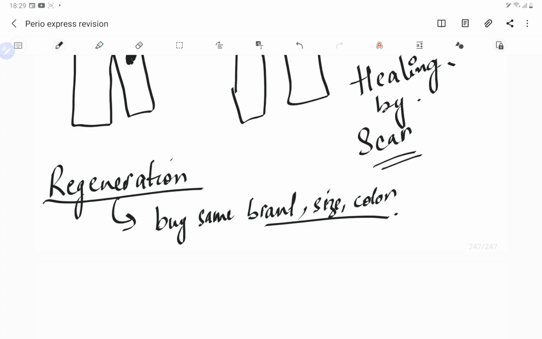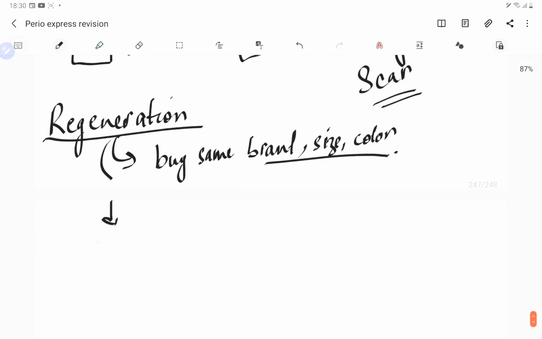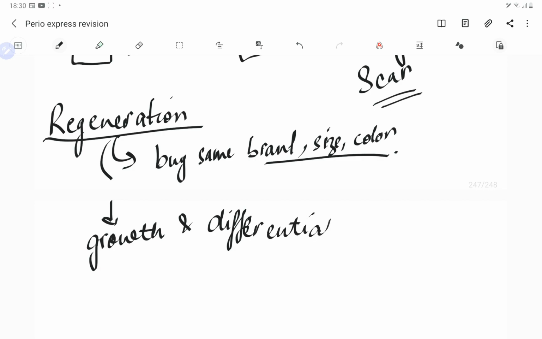Now I have a brand new jeans, but it is the same jeans as it was previous, but I have not corrected it. We have just bought it from the store. So basically regeneration is the natural renewal of the structure, and this renewal of the structure is basically, guys, from the growth and the differentiation of the new cells. So the osteoblasts, the cementoblasts, all these precursor cells, they are going to grow and differentiate and form the structure. So the growth and differentiation of the new cells, basically we are talking about the precursor cells.